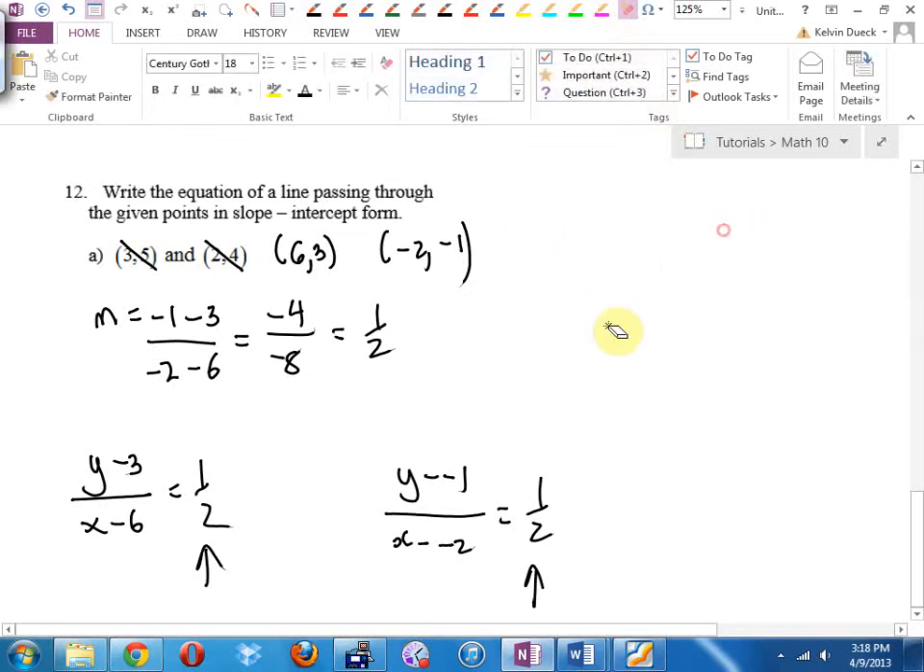Which one do you want to use? The right-hand one or the left-hand one? Pick. The first one or the second one? Does it matter? No, I just want you to make a call because you look confused. Which one? The left one.